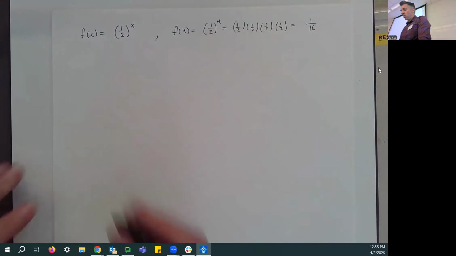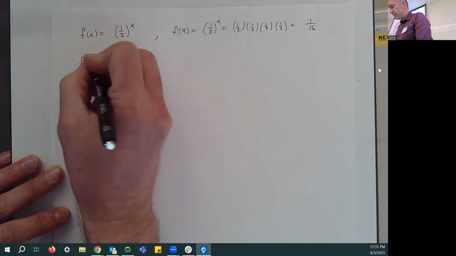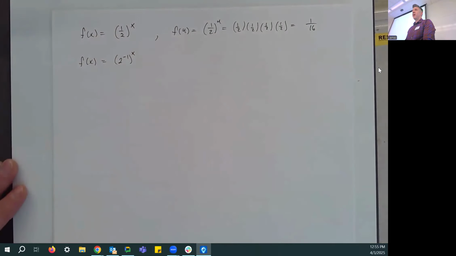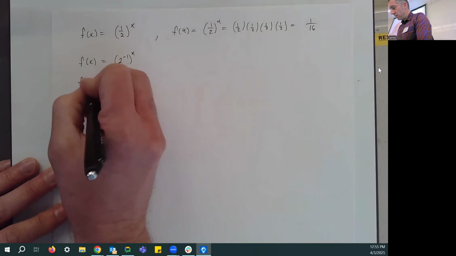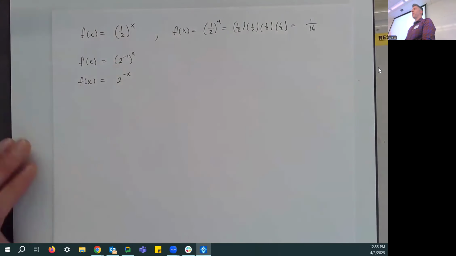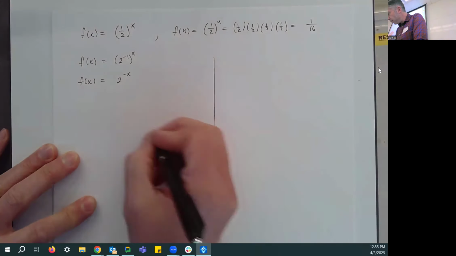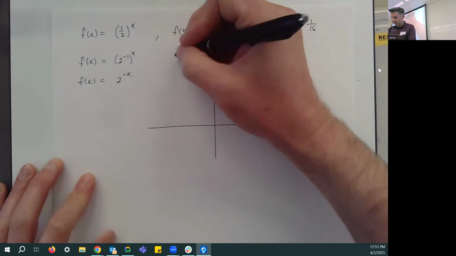In fact, you could rewrite this as 2 to the negative 1 raised to the x power. And when you have a power to a power, you multiply those powers together, so that's going to be 2 to the negative x. And putting a negative sign on the input gives you a reflection around the y-axis. We're essentially changing all of our x values that were positive to negative and negative to positive. So you're switching the graph like that. I shouldn't turn around like that. So then our graph is going to look like this.